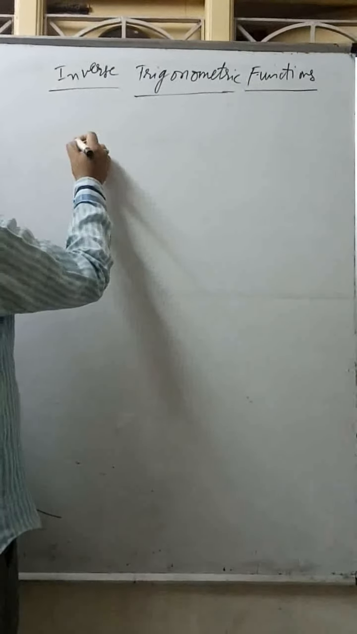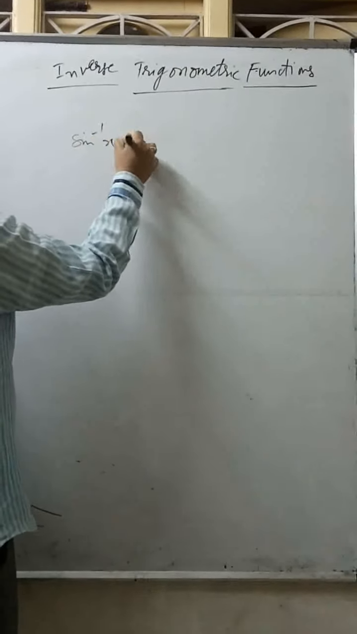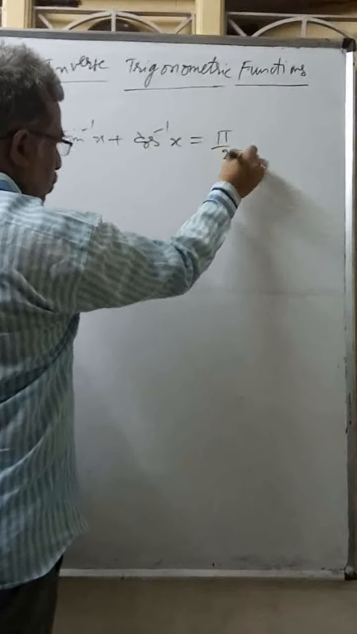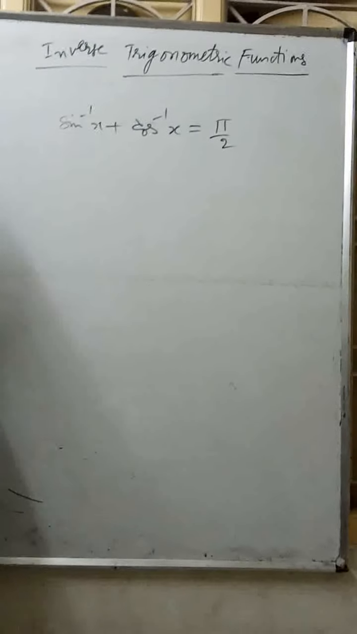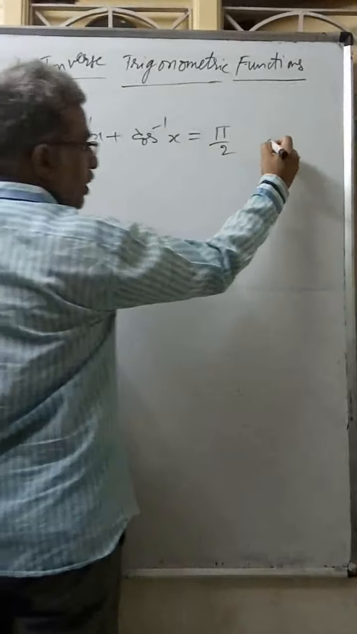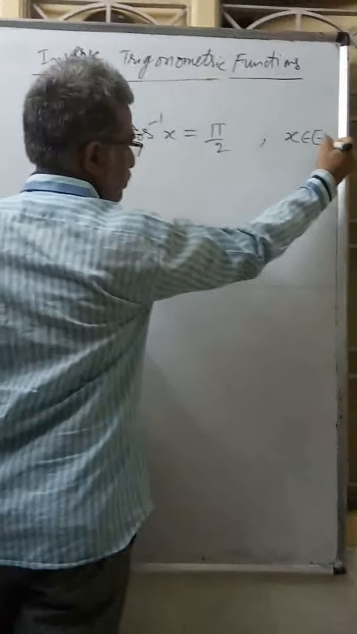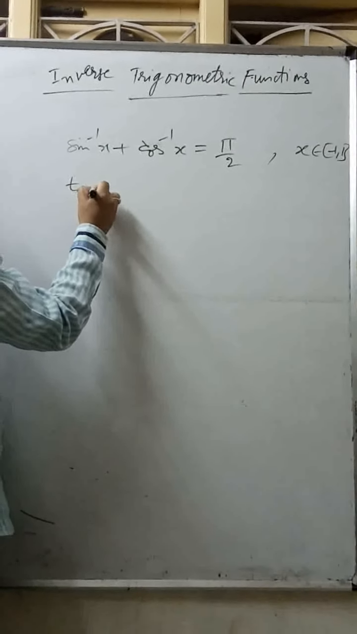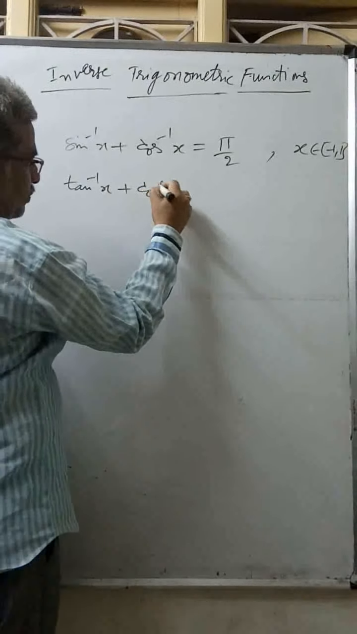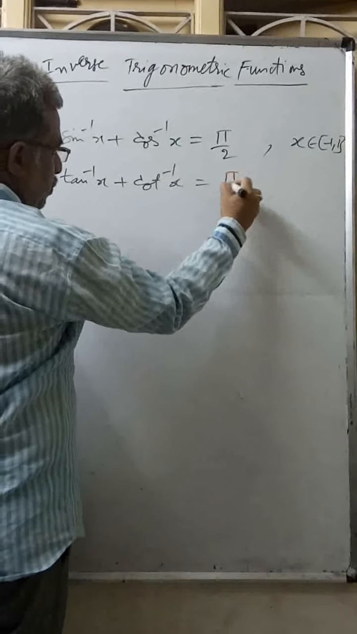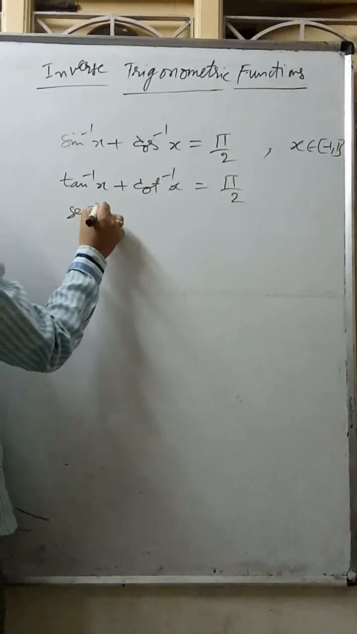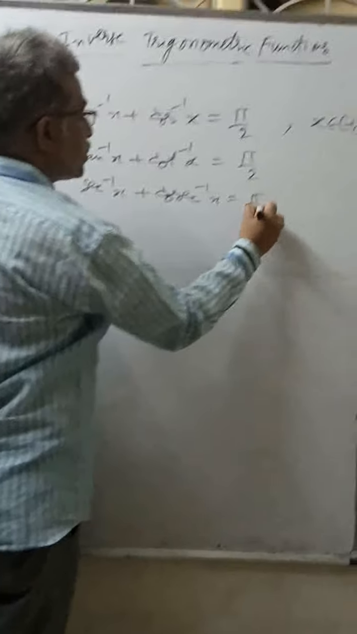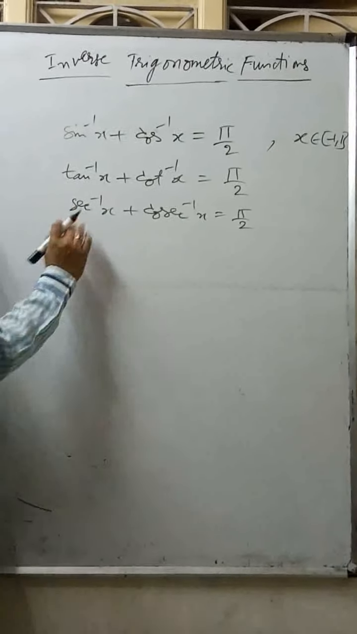We already know that the sum of the functions sine inverse x plus cos inverse x is always equal to pi by 2, where x lies between minus 1 to plus 1. Next, tan inverse x plus cot inverse x is always equal to pi by 2. Secant inverse x plus cosecant inverse x equals pi by 2. We already discussed everything, that's why I am just writing.